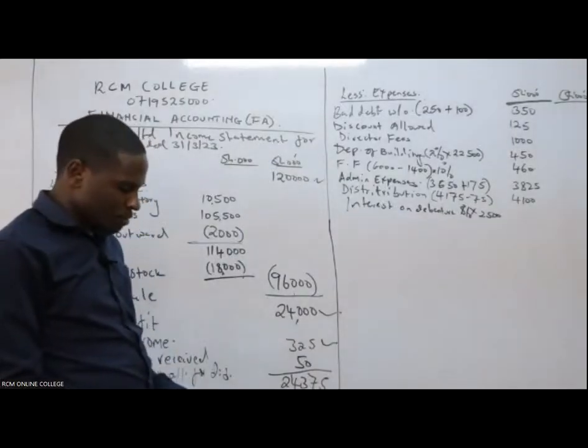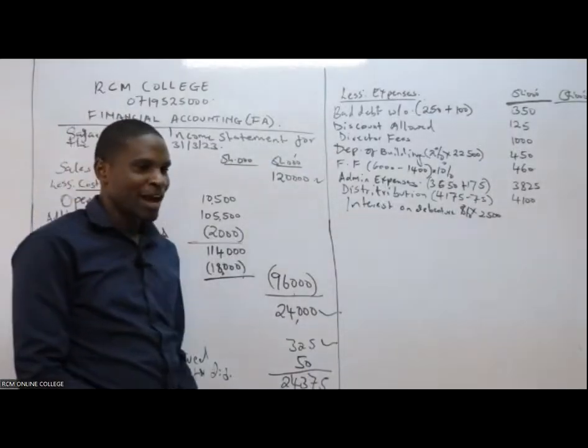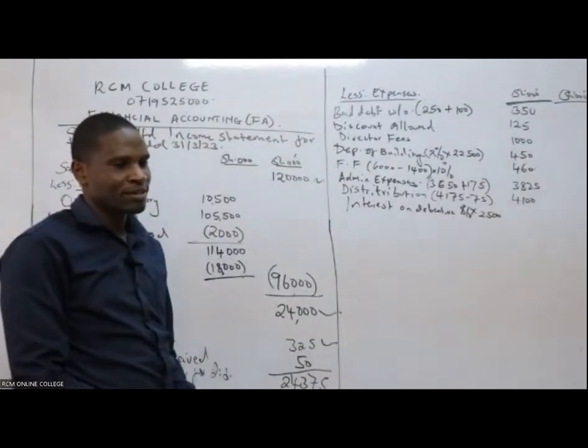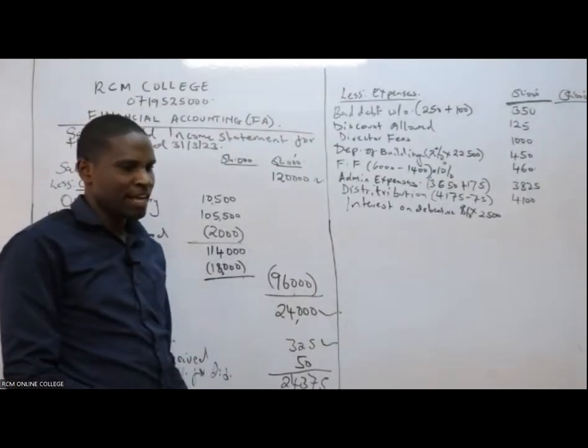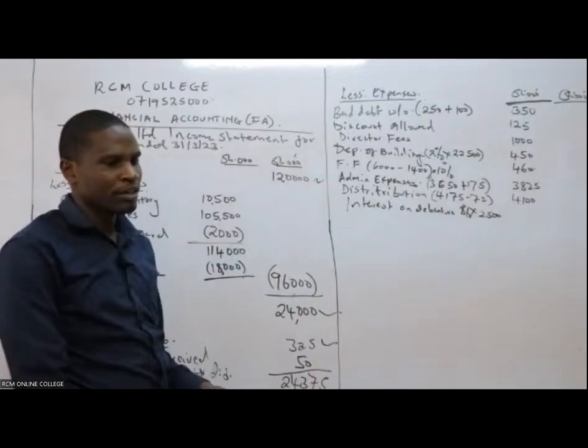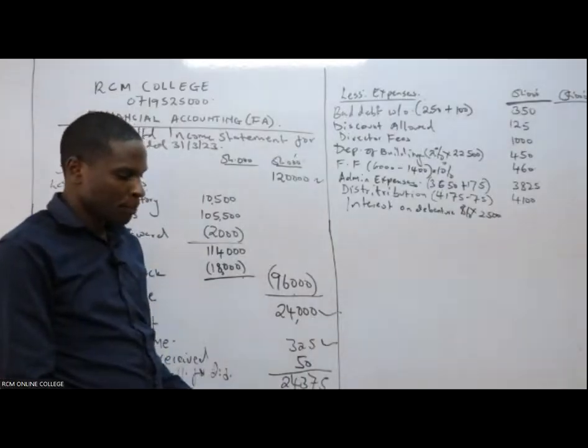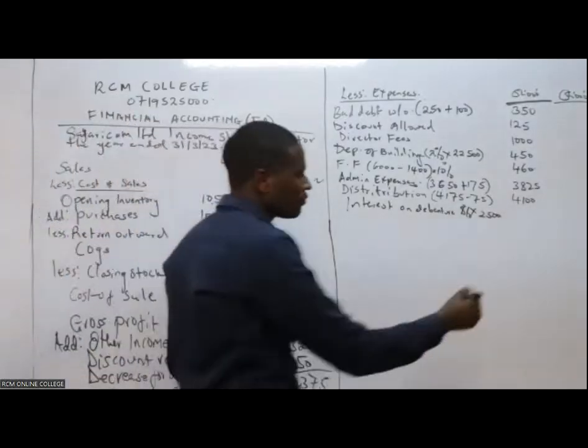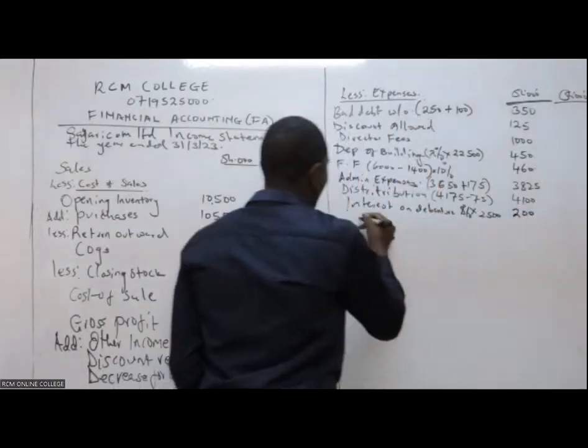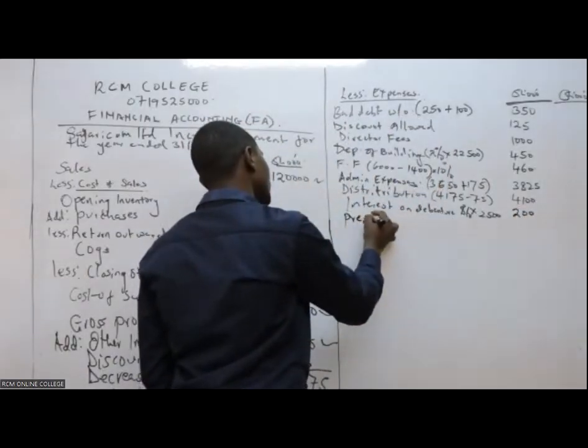8% interest on debenture. Then tuko na proposed dividend. Look at almost the last additional information. We are given the proposed dividend, preference dividend. Hapa napewa 200. Preference dividend.